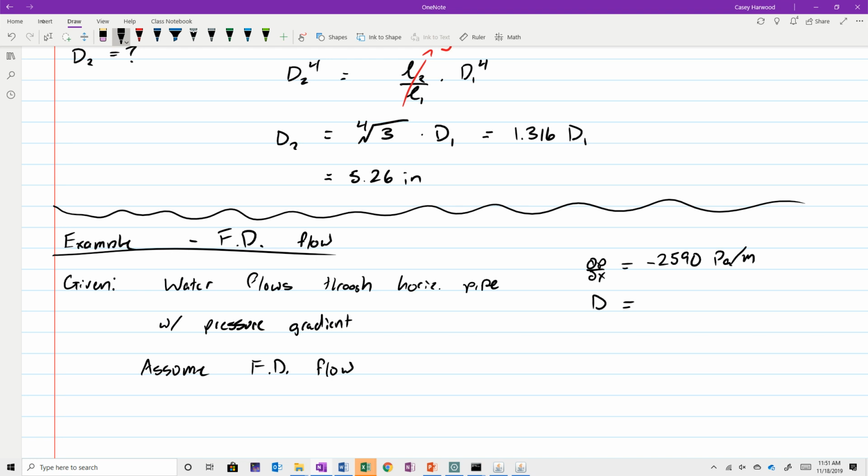The diameter of the pipe is 0.1 meter. The flow rate through the pipe is 0.04 cubic meters per second. The density, water, we'll assume 1,000 kilograms per cubic meter, and viscosity, we'll go with 1 times 10 to the -3rd Newton second per meter squared.